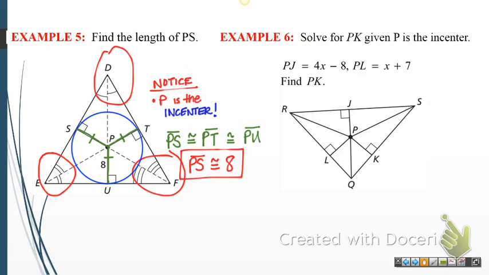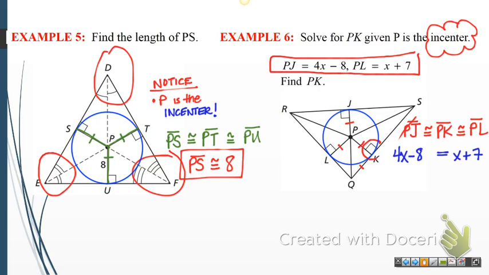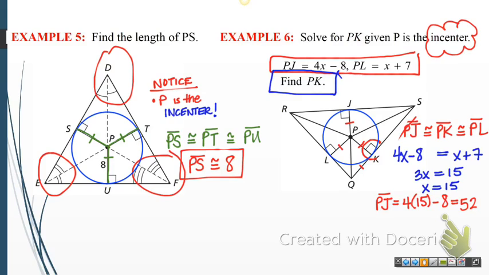Okay, let's look at the next problem. They tell you P is the incenter, and that means that PJ and PL have to be congruent to PK. These are all radiuses. So I should be able to set 4x minus 8 equal to x plus 11 and solve for x. Now it says solve for PK, so I have to plug it back in, and I find out that PK is 52.